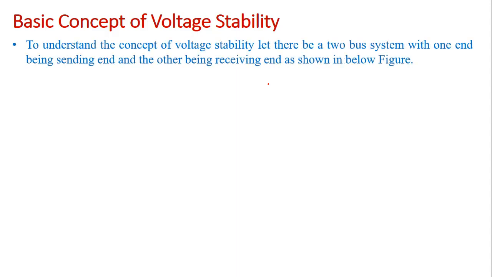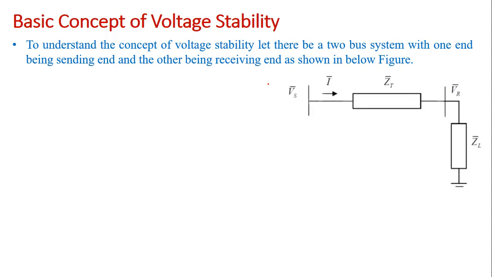To understand the concept of voltage stability, let there be a two-bus system with one end being the sending end and the other being the receiving end, as shown in this figure. Here Vs is the sending end voltage, which we have considered as reference, Vr is the receiving end voltage, Zt is the impedance of the transmission line, and Zl is the impedance of the load.